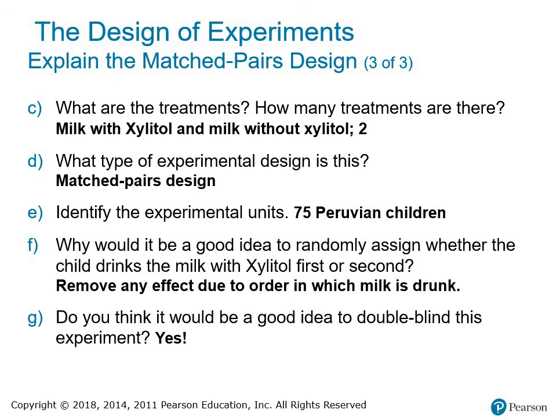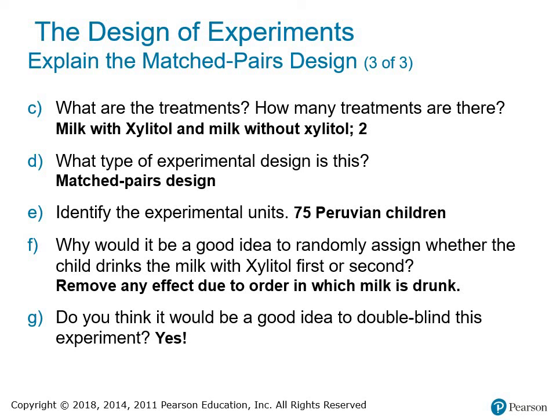What are the treatments? How many treatments are there? There are 2 treatments in this experiment, namely milk with xylitol and milk without xylitol. What type of experimental design is this? This is a matched pairs design. We want to identify the experimental units. That's the 75 Peruvian children that were in the study.